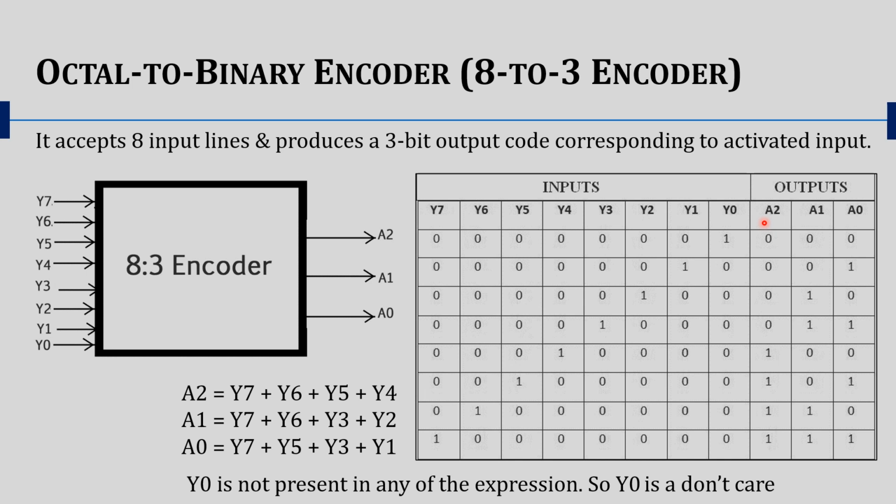When we look at this, we can see that Y0 is not present in any of the expressions. We have Y7, Y6, Y5, Y4, Y3, Y2, Y1, but Y0 is not present in any of these expressions. So Y0 is a don't care condition. Now we know the Boolean expression for the 3 output lines A2, A1 and A0. Fine. Now let's draw the logic diagram for this 8 to 3 encoder.